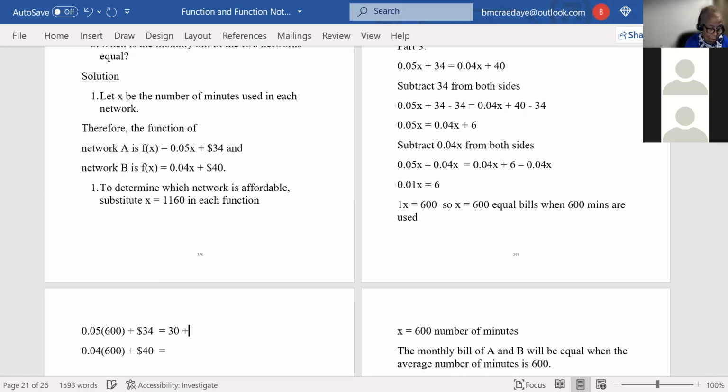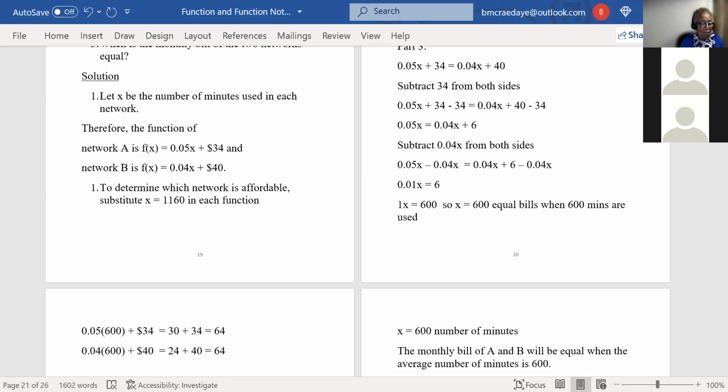I did it, but I thought it was wrong. So what did you get? You got 64, right? Yeah, I thought it was wrong. Okay. And what's 0.04 times 600, Latoya? I don't know. 24. And that's plus 40. And that's equal to 64.